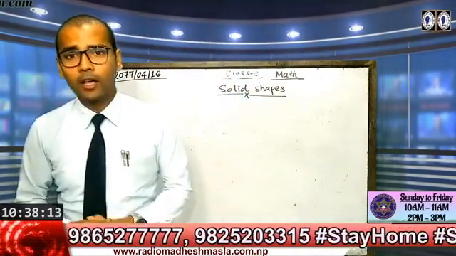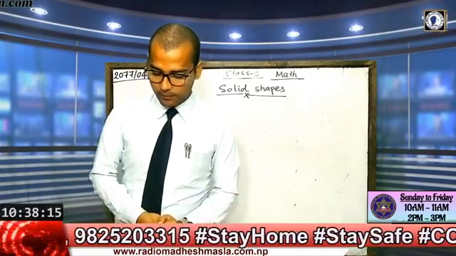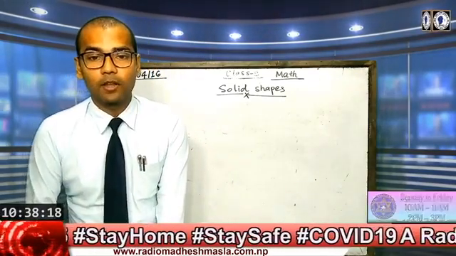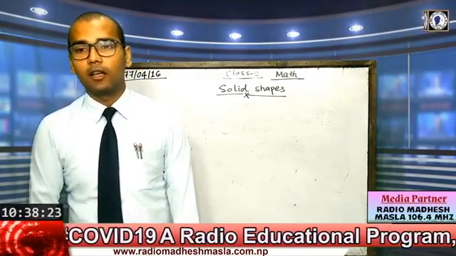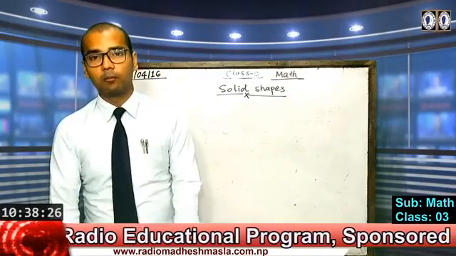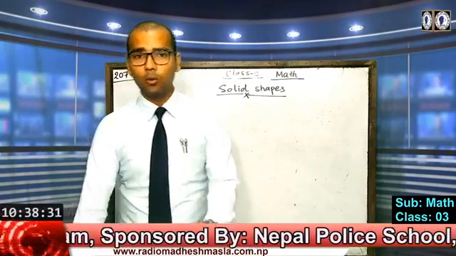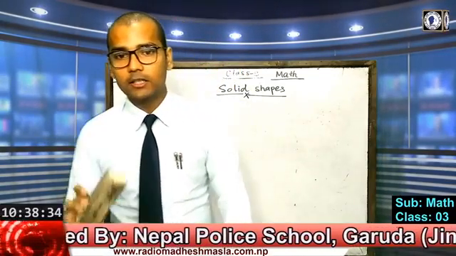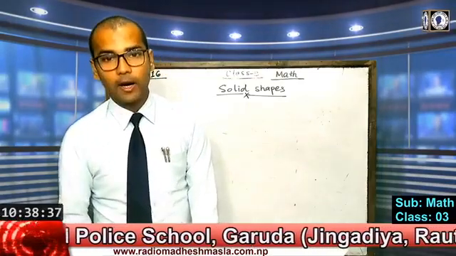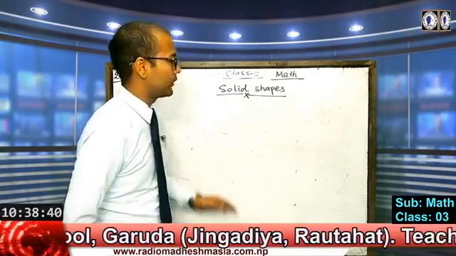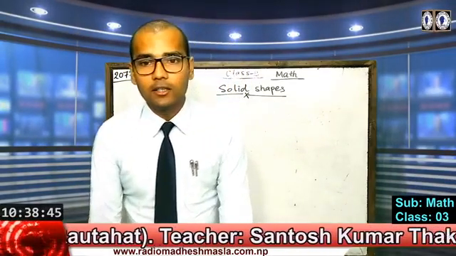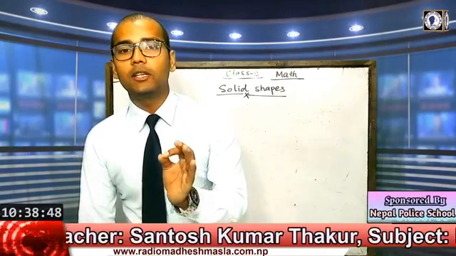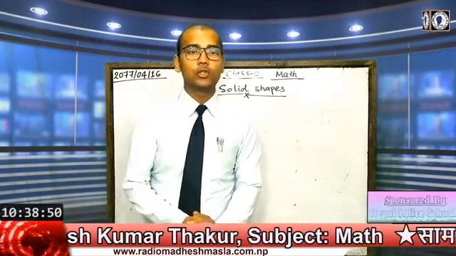Students, here we can find many things around us, like books, pens, pencils, copies, dusters, markers, and the whiteboard. These are all examples of solid shapes.